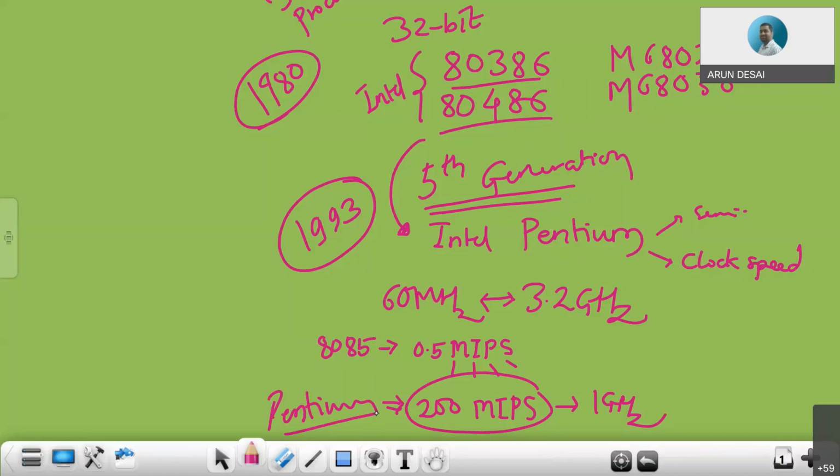So what all applications were present over there, from first generation to fifth generation? In first generation, we can build a calculator and game machines. Then we can have an accounting system. Special purpose applications we can build with those processors.